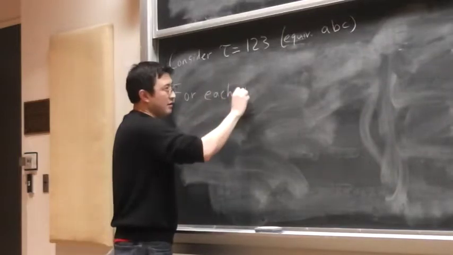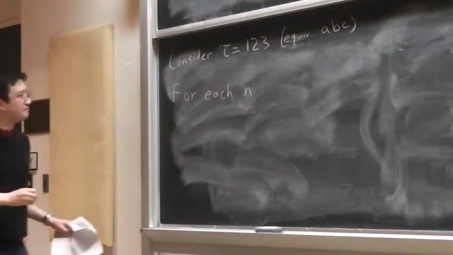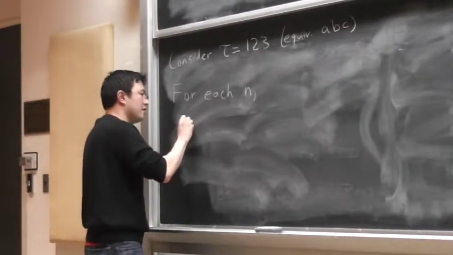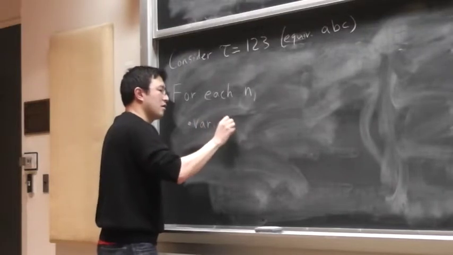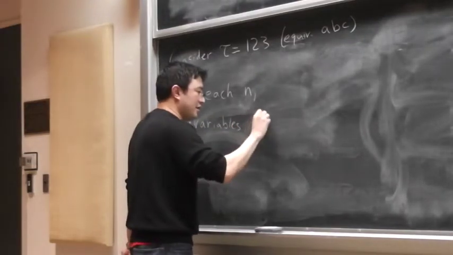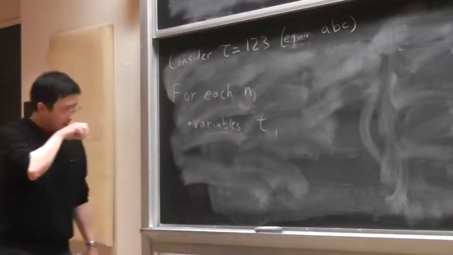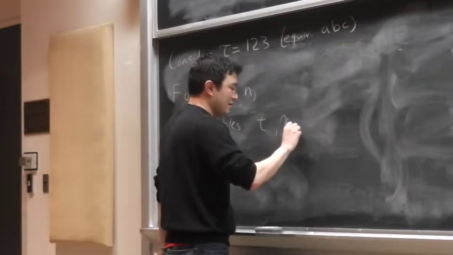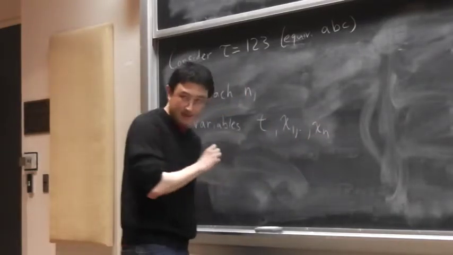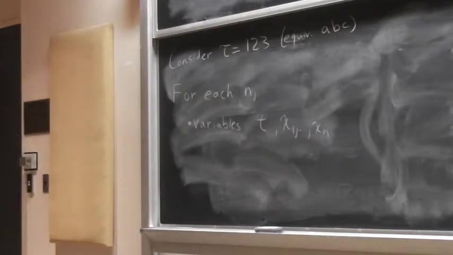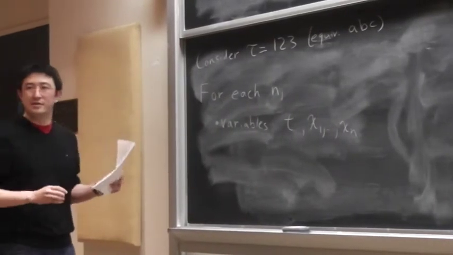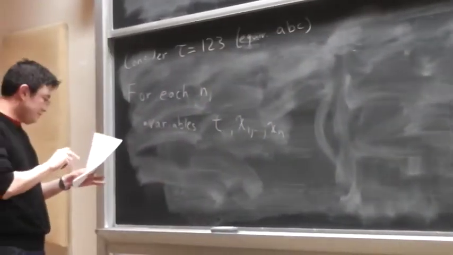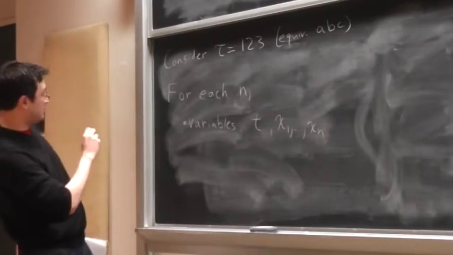But for each positive integer n, we're going to have variables t, as well as what we may call catalytic variables x1 to xn. And I'm going to develop a weighted sum to get this.